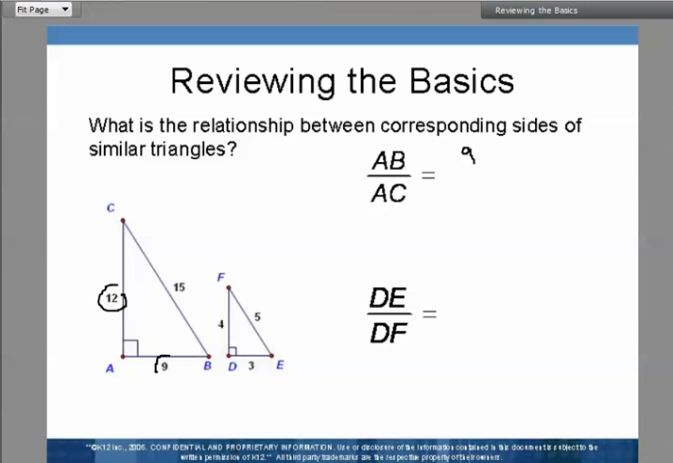Well, that's 9 divided by 12, right? Look at the relationship between this one over here, DE. That's 3 divided by 4. Guess what? These work out to be the same values, don't they? 3 over 4. They're exactly the same. You shouldn't have any problems with that. That means right triangles are similar to each other. We knew this all along.